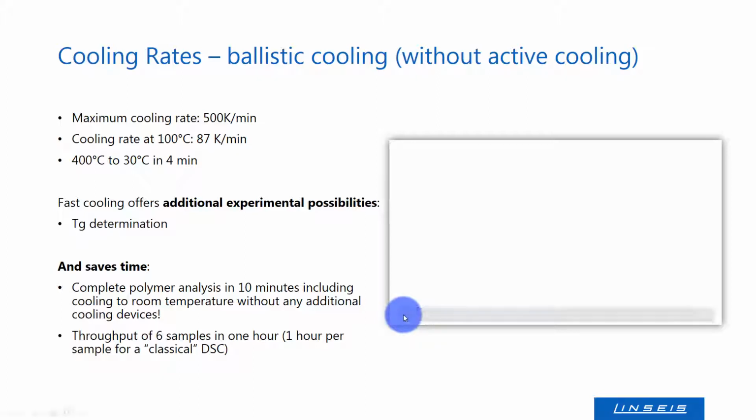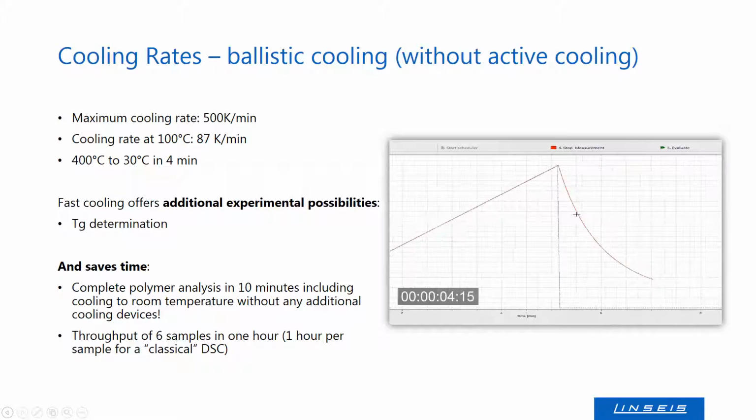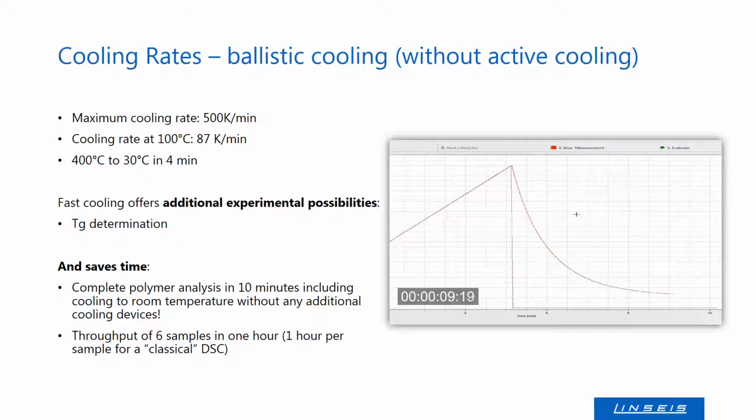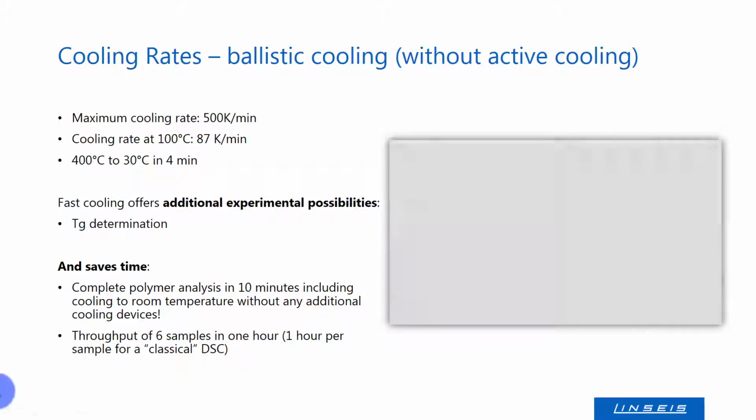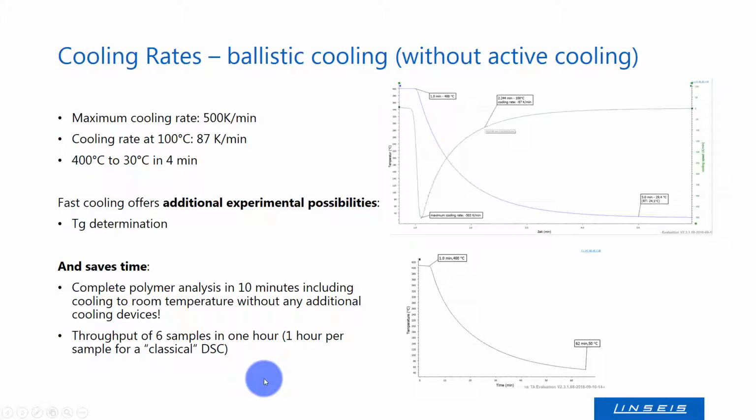The biggest advantage of the new chip design is the fast ballistic cooling speed. On the video clip you can see in lifetime how fast the system can cool down without any need of active cooling. On the two schemes on the right side you can see different cooling curves that were recorded using the Chip-DSC. The blue curve shows the cooling from a 400 centigrade isothermal step to room temperature, which is achieved within 4 minutes.